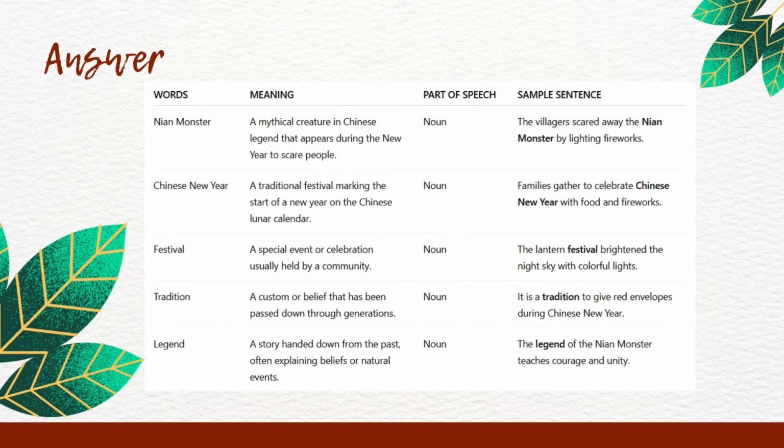Neon Monster, it's a mythical creature in Chinese legend that appears during the New Year to scare people. It's a noun, and the sample sentence is: The villagers scared away the neon monster by lighting fireworks.